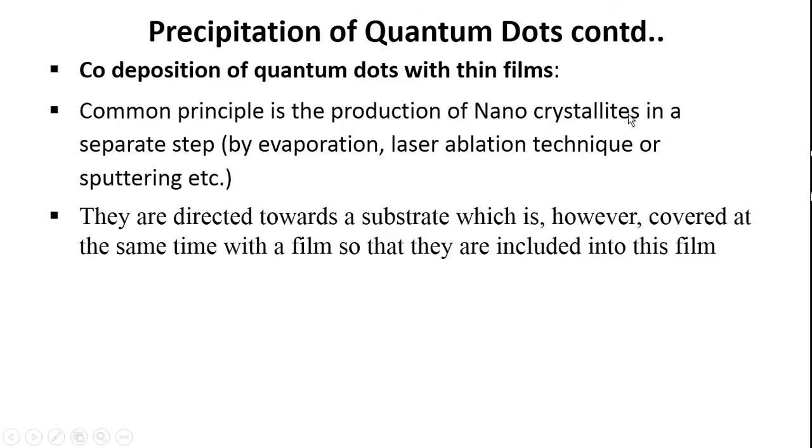Another method is the co-deposition of quantum dots with thin film. Of course, the quantum dots can be produced upon thin film surfaces. The common principle is the production of nanocrystallites in a separate step. First we produce the nanocrystallites of the material, and that is done with the help of evaporation, laser ablation, or sputtering techniques.